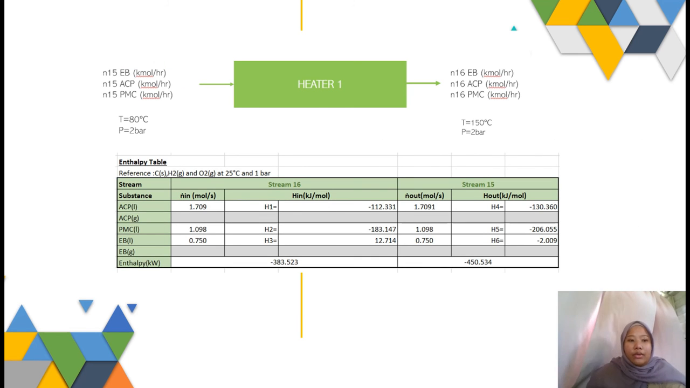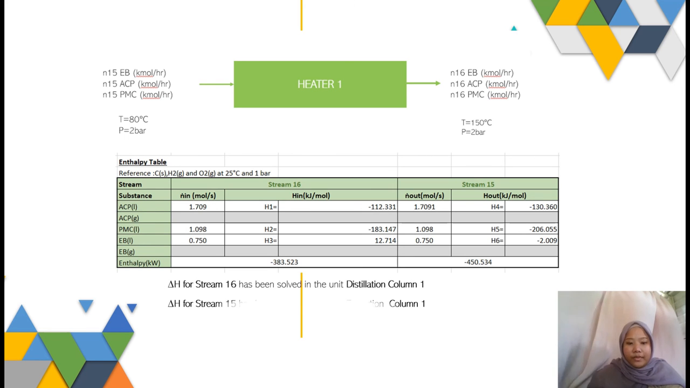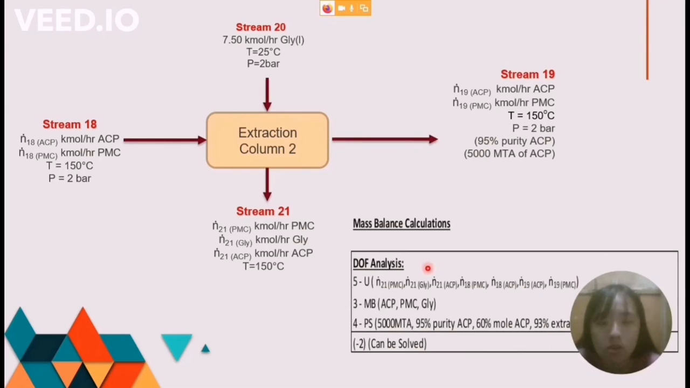At heater 1, we could key in the values that we get from distillation column 1 that have been calculated for stream 16, and also stream 15 that has been calculated at extraction column 1. The DOF shows that this unit can be solved for mass balance.